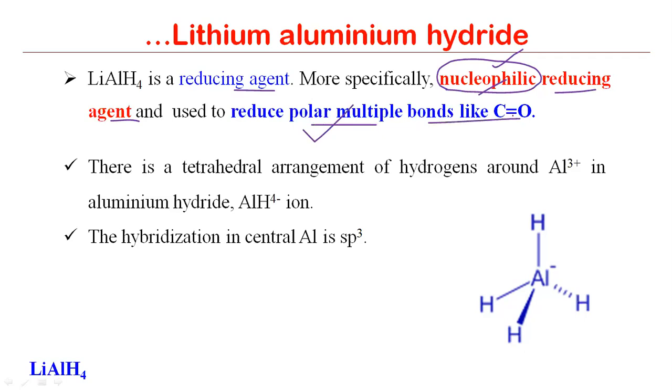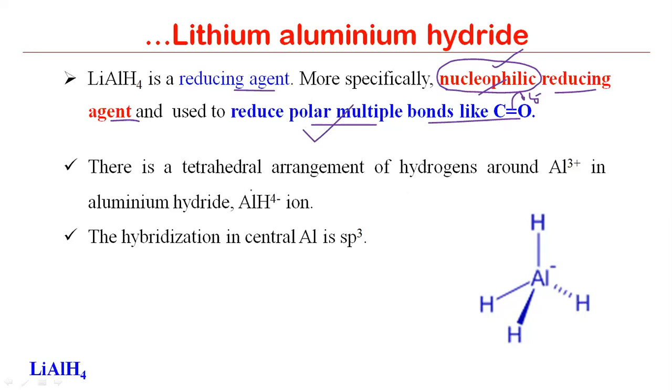All right. One important thing we also have to remember is that it usually reduces polar multiple bonds having different electronegativity. If you see here, this is a carbon-oxygen double bond, and we know that oxygen is more electronegative as compared to carbon. So polarity is there, and because of that polarity, LAH can easily reduce this kind of functionality.